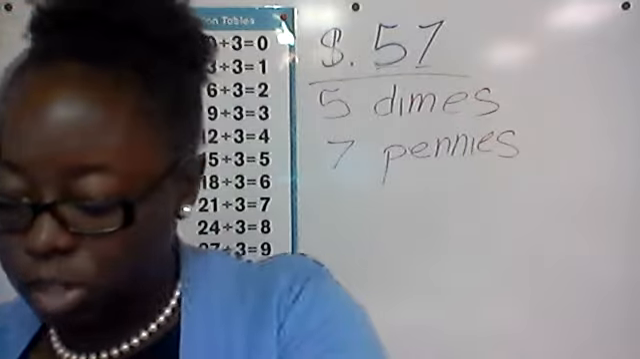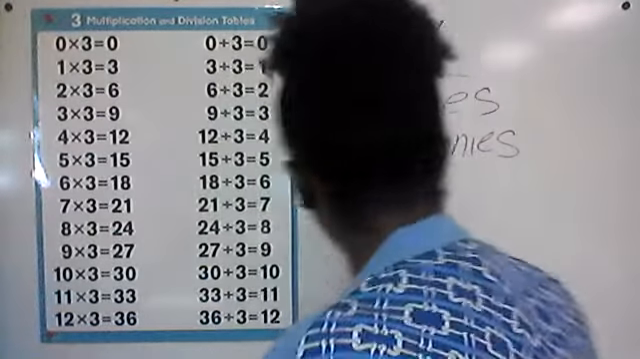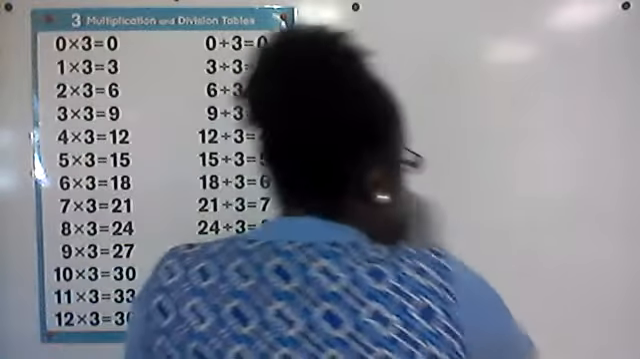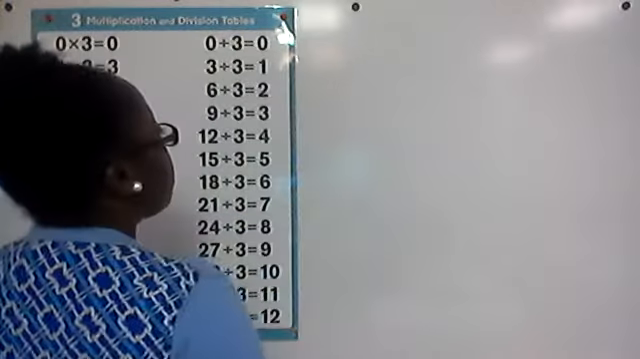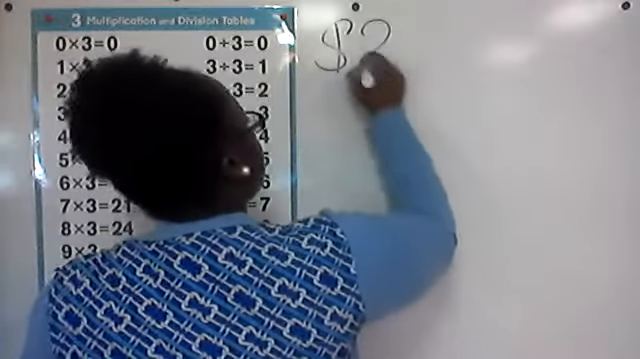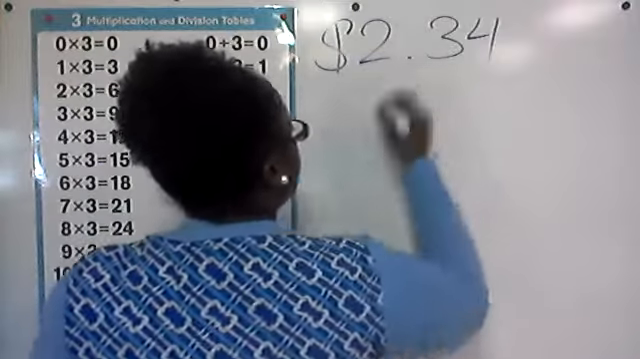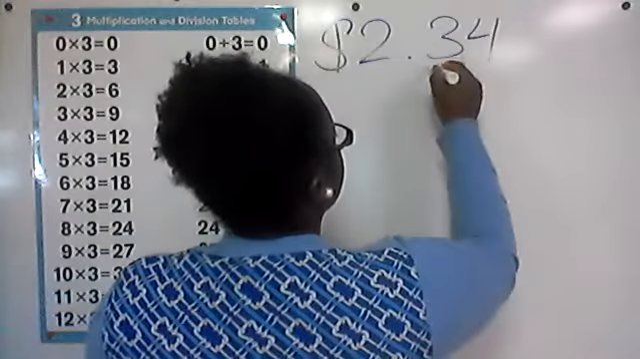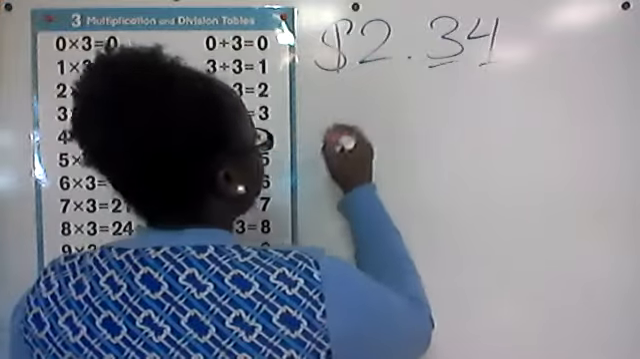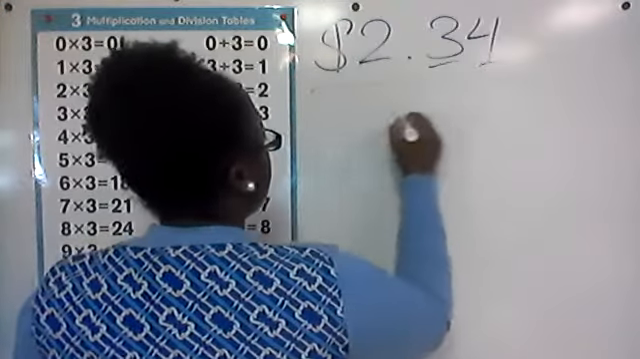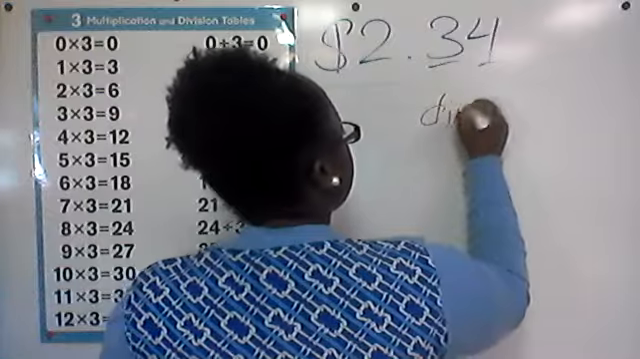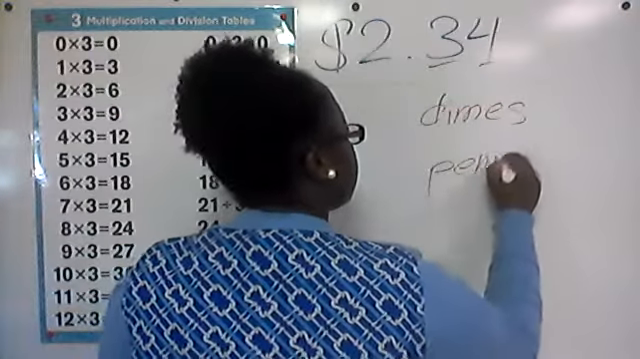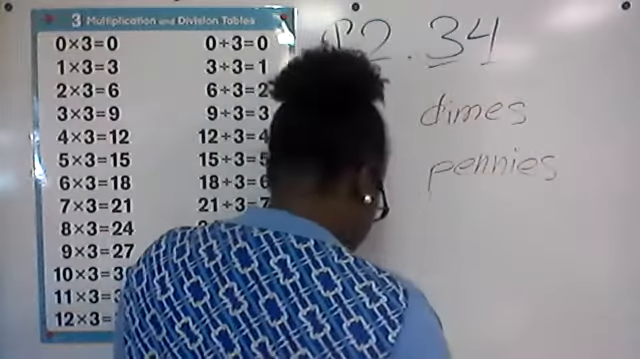Let me actually write it on the board first before I count out the change. So I said $2.34 is my change back. I already have the $2. So looking here, here's my dimes and here's my pennies, right? So how many dimes do I need? And how many pennies do I need? Well, let's see, let's count it out.